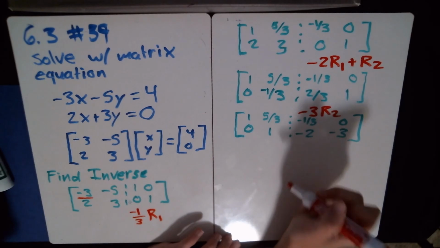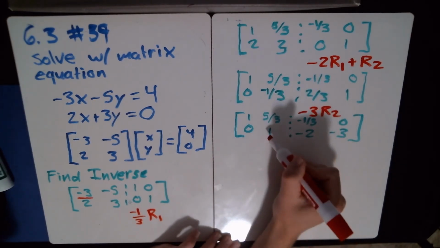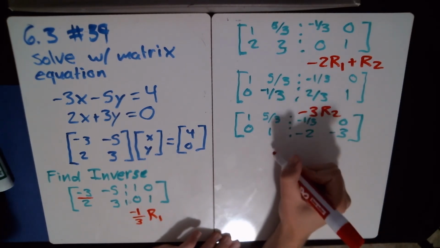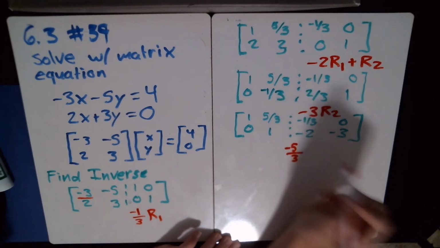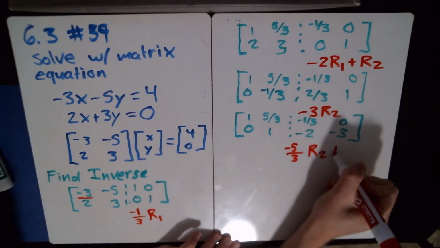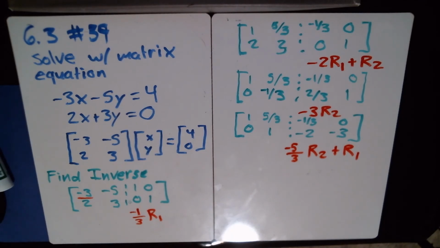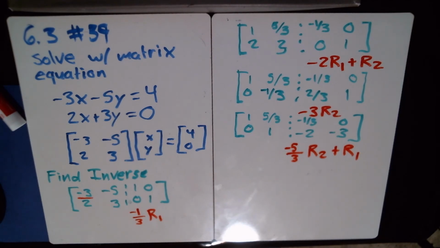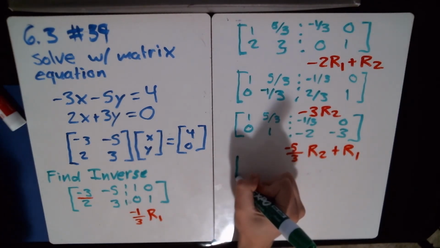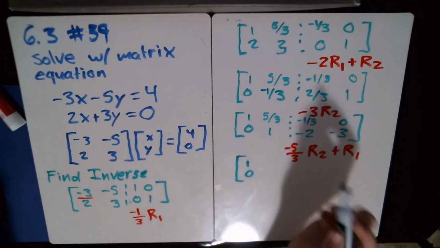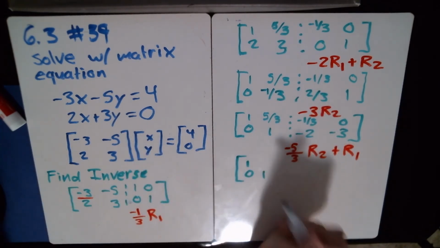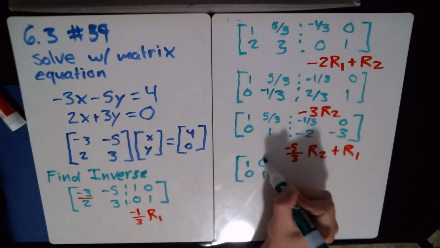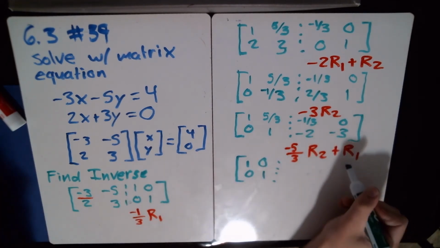So all I have to do is get this to be 0. So I'm going to use this second row to get rid of this 5/3. So I'll do negative 5/3 times the second row, and we're going to add it up to the first row to cancel out that 5/3 right there. So we've got 1, 0, 1. And when I do negative 5/3 times 1 plus 5/3, we get 0 there, which is exactly what we want to have happen.